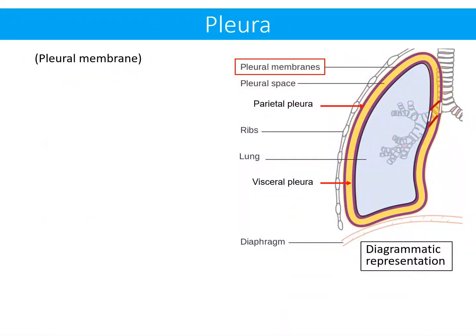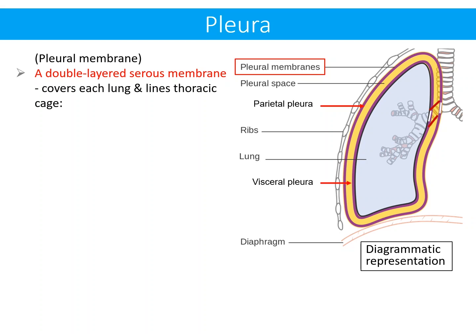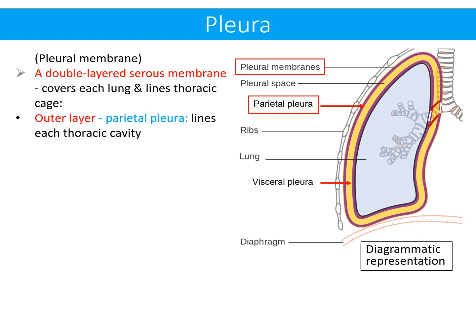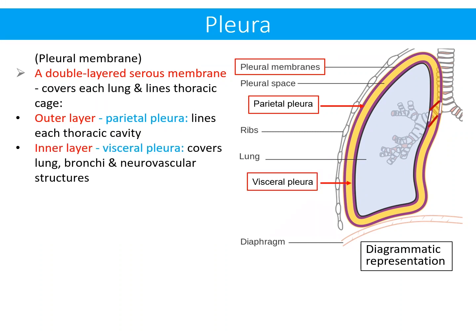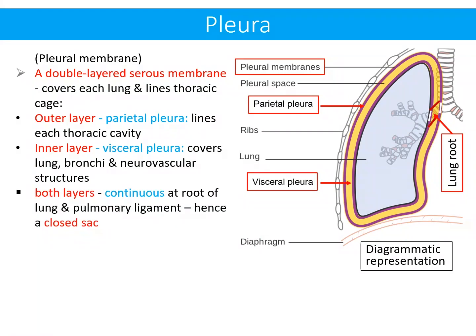Pleura or pleural membrane is a double-layered serous membrane which covers each lung and lines thoracic cage. Outer layer which lines the thoracic cavity is named as parietal pleura, whereas the inner layer which covers the lung is named as visceral pleura. Both these layers are continuous at the root of the lung and pulmonary ligament. Hence, pleura is a closed sac.